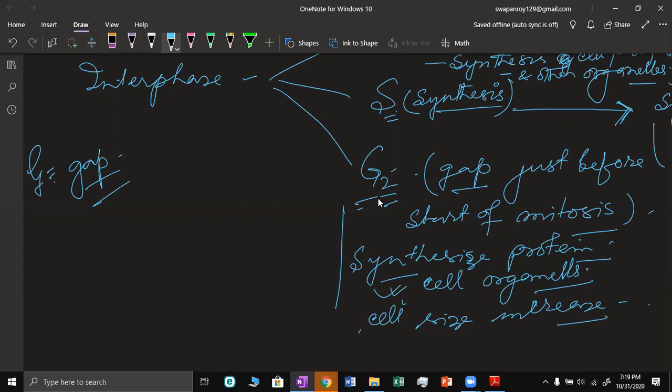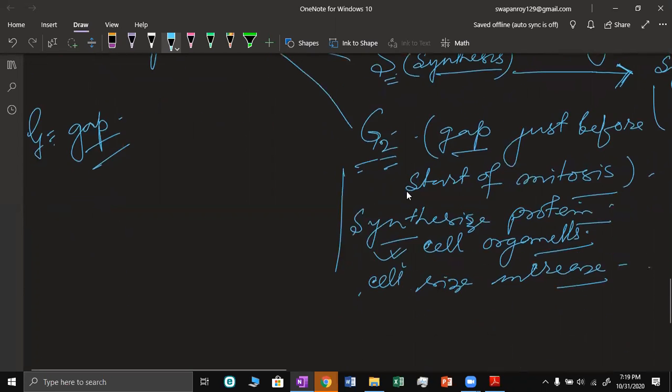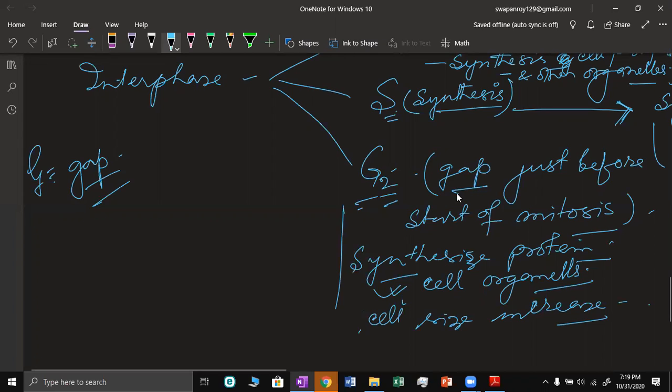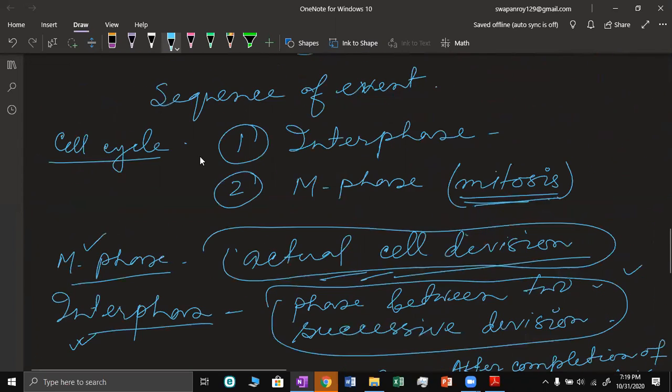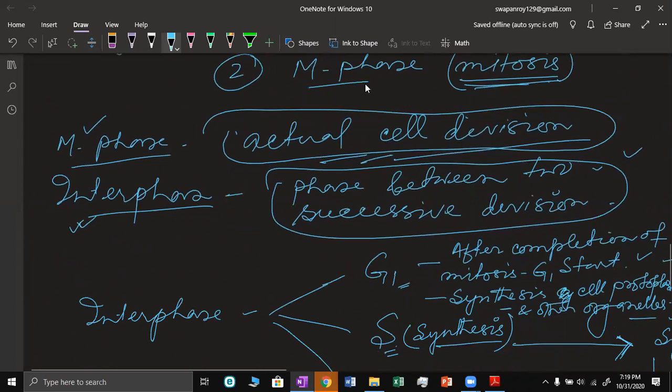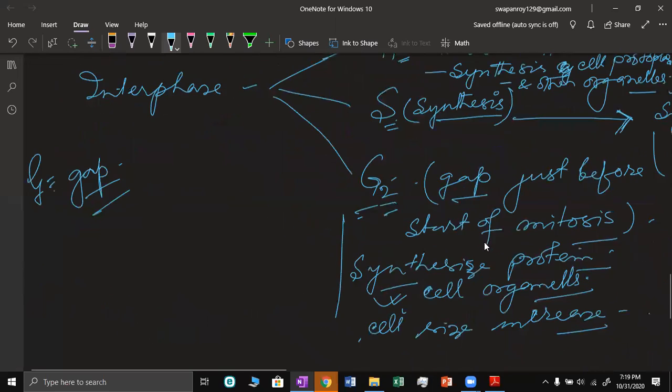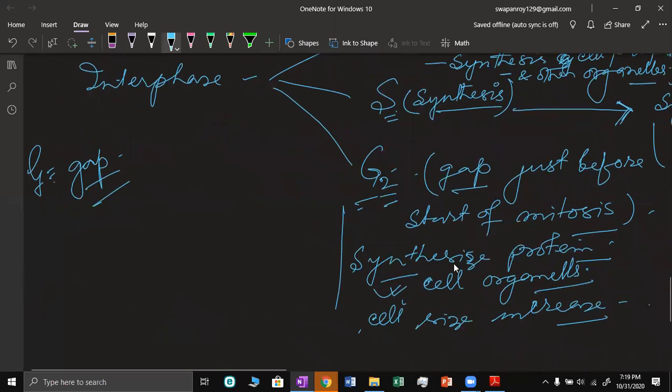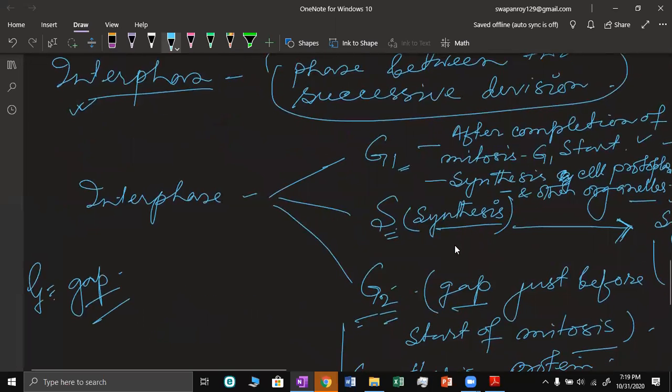Then after the G2 phase, the cell will go to the M phase, okay, that divisional phase. Now one thing, that all the cells in our body, in case of animals or in plants, do not divide repeatedly, okay.